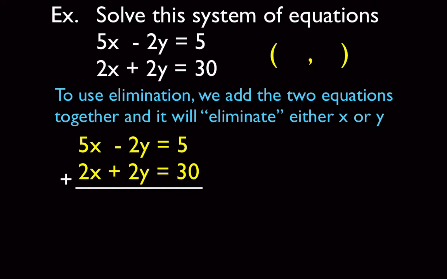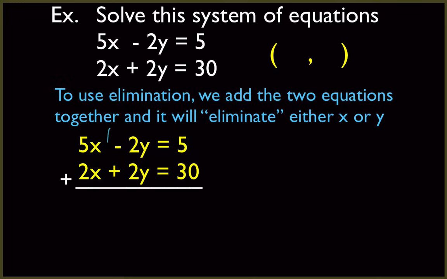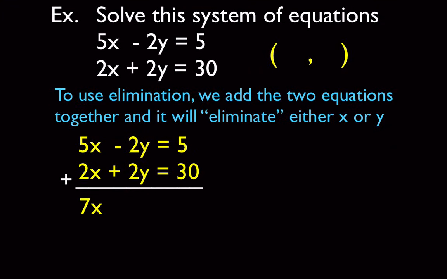So now I'm going to add top to bottom, and I do so one row at a time. So kind of imagine you have that row, and that row. We're going to add each of those individually. So we're going to start off with 5x plus 2x, which is 7x. Then we're going to add negative 2y and positive 2y, which make nothing. That's the point. We've eliminated, gotten rid of one of our variables. We still have our equal sign. Be very careful to keep that. And we're going to take 5 plus 30, which is 35.